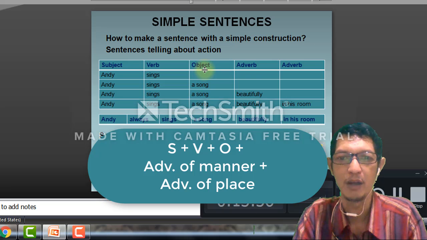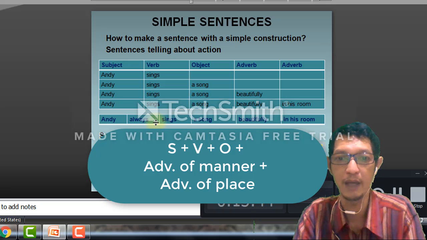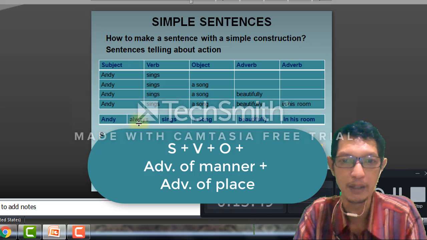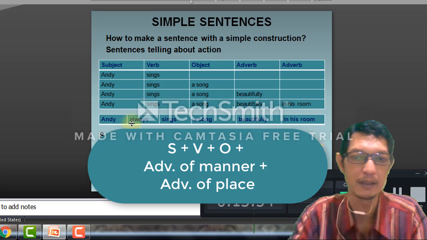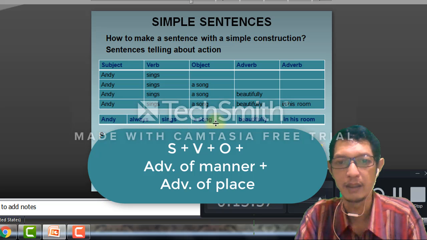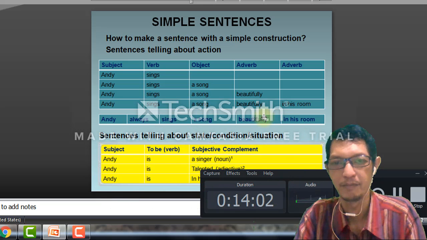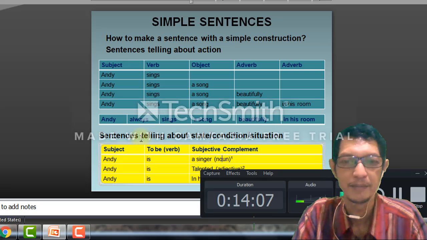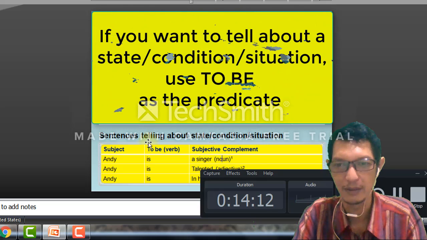You have an object here, you have an adverb, even two adverbs, or you can even make a sentence with three adverbs by giving one more idea with the word always. So your sentence will be like this: Andy always sings a song beautifully in his room. And second, sentences telling about state, condition, or situation.